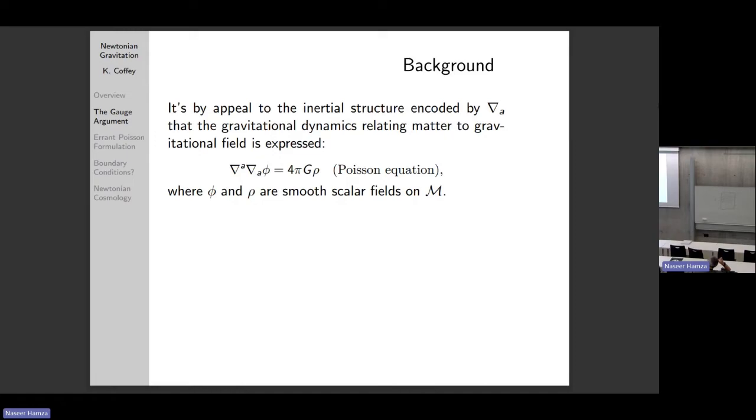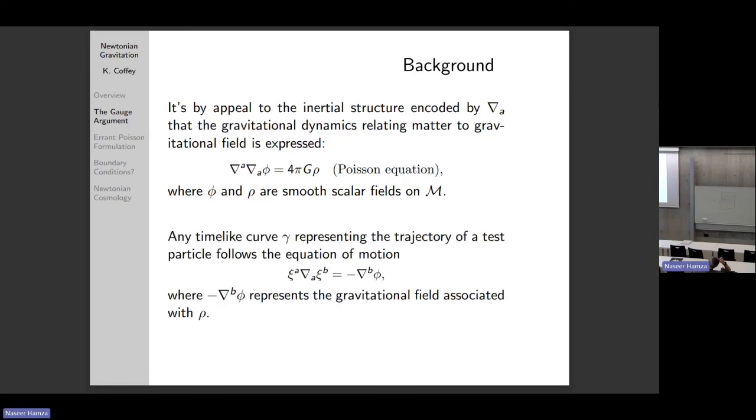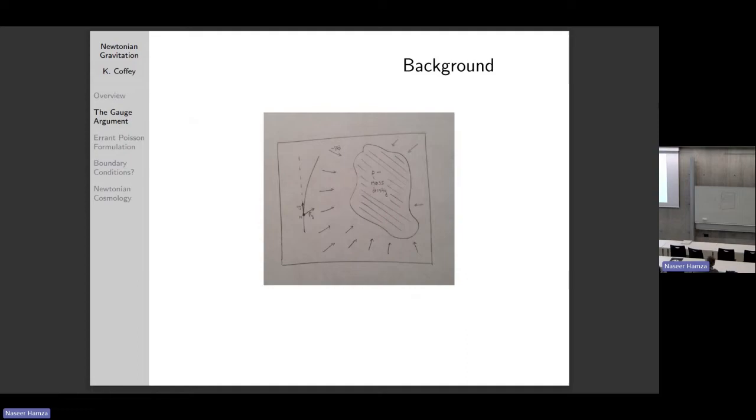And the thought is that any theory of Newtonian gravitation should satisfy Poisson's equation. And then any time-like curve that represents the trajectory of a test particle is going to be one whose acceleration, that's what that elaborate gadget represents, is just given by the field generated by the potential. Right? So we start with a space-time, we add some matter to it, we make it satisfy Poisson's equation, it generates a gravitational potential, and then test objects are going to accelerate in accordance with the field generated by that gravitational potential. So that's the picture that we're talking about.